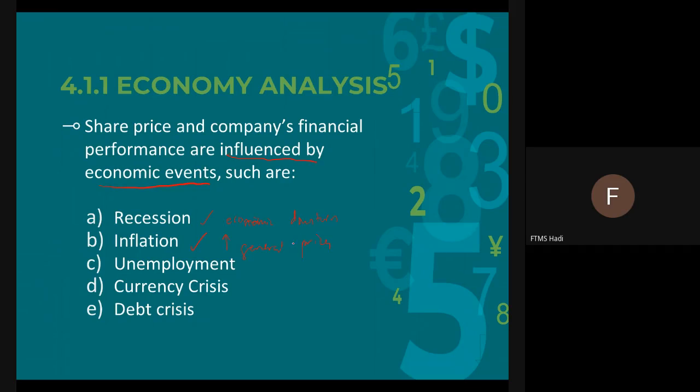And then unemployment, in Malay, pengangguran. That means the ratio of people not working against the population. Currency crisis means exchange rate performance. We want to see whether the ringgit Malaysia is going up or going down against foreign currency. And then the last one, debt crisis. That means we want to see whether countries have more loans or not, borrowings from other countries.